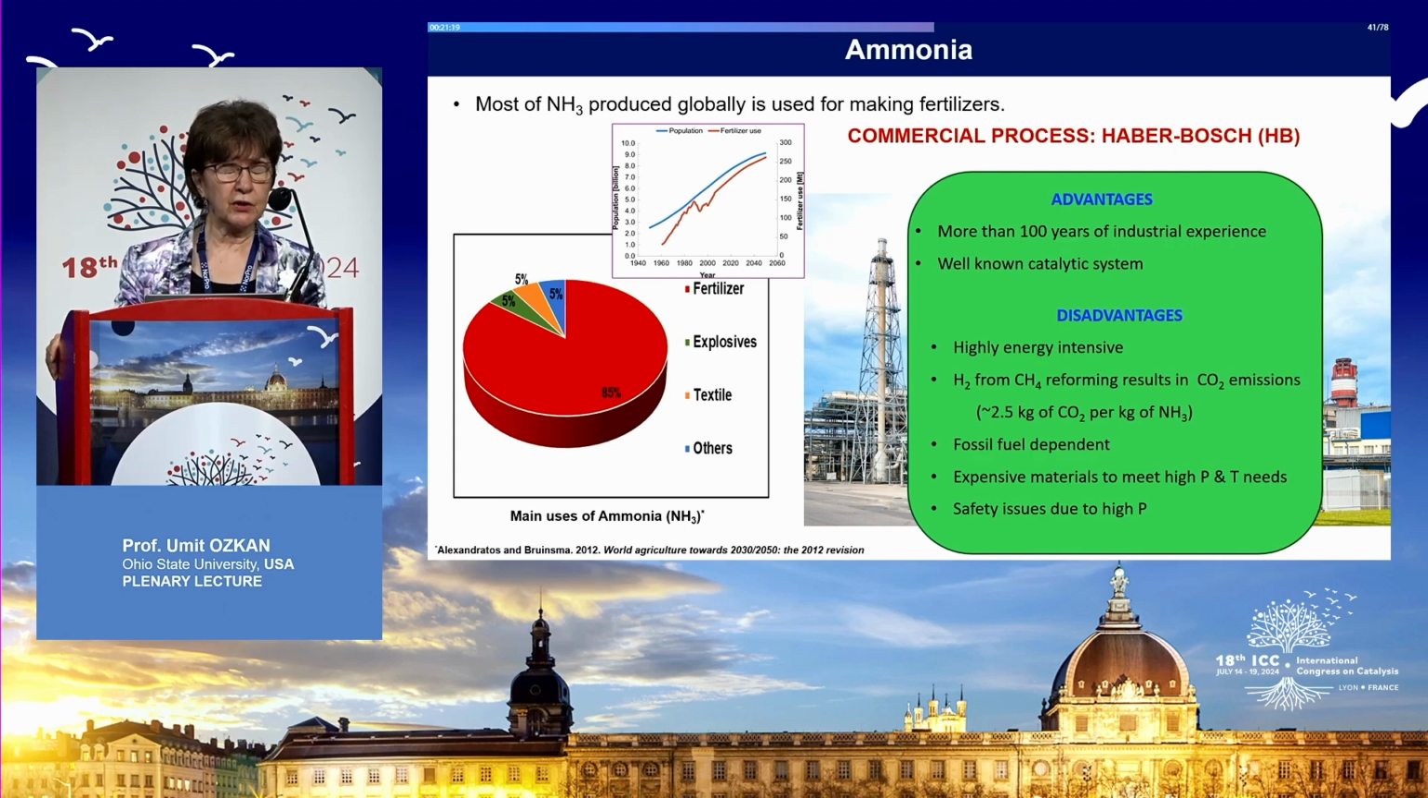Hydrogen that's used for the Haber-Bosch process comes from methane. And for every kilogram of ammonia we produce, we're emitting 2.5 kilograms of CO2. And if you consider how much ammonia we're making, you can do the math. So it's very fossil fuel dependent. It requires high temperatures and pressures. And because of the high pressures and temperatures, materials are more expensive and there are safety issues.